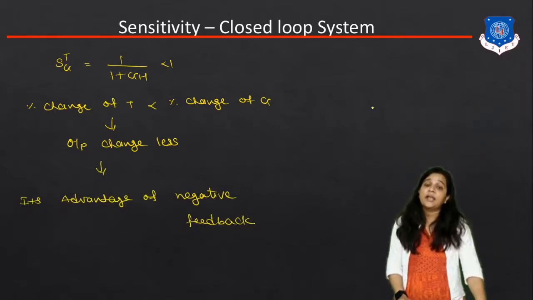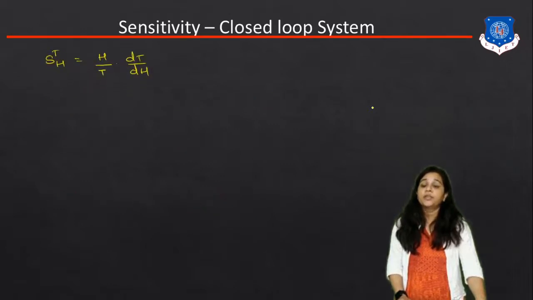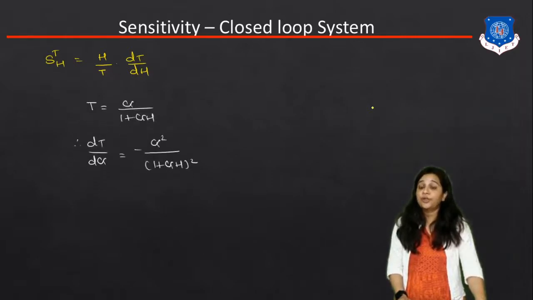Why do we use the negative feedback closed loop system? Because we can get the output value with smaller percentage changes, so we get better sensitivity. Now this is the equation S_H^T, that is equal to H by T, dT by dH. So T is equal to G upon 1 plus GH, which we studied in the last session. So dT by dG is equal to G square upon (1 plus GH) whole square.